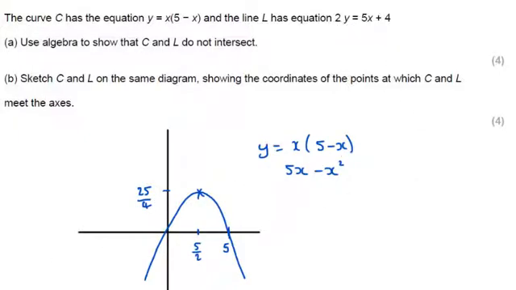We then need to deal with the linear function. 2y is equal to 5x plus 4, which in the previous part I changed to 5 over 2x plus 2, which is quite useful here because we can now see the gradient and the y-intercept. So the y-intercept is 2 and the gradient is 5 over 2. So that means when we go across 1, we're going to go up 5 over 2. Across 1, up 5 over 2.